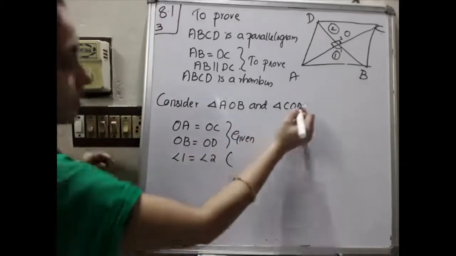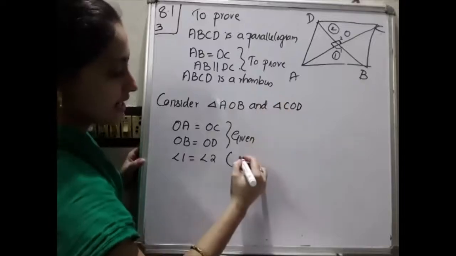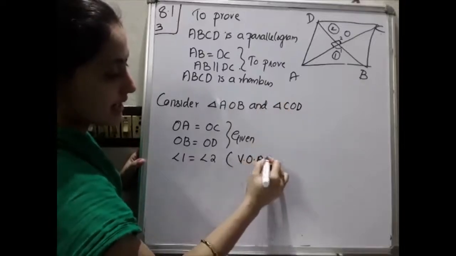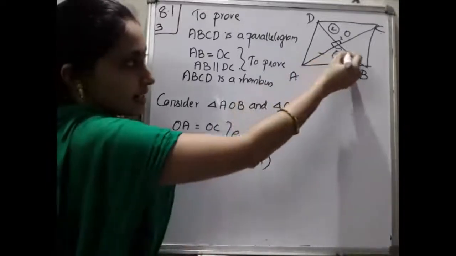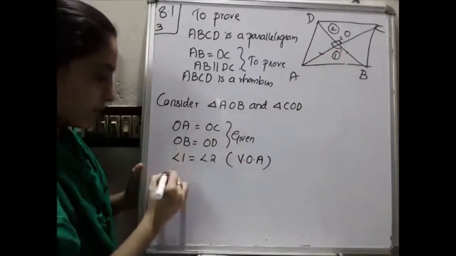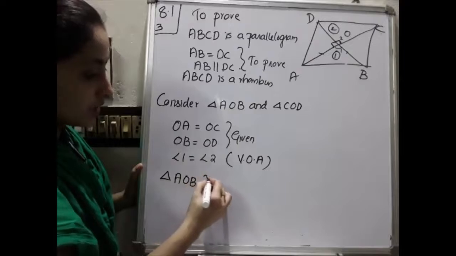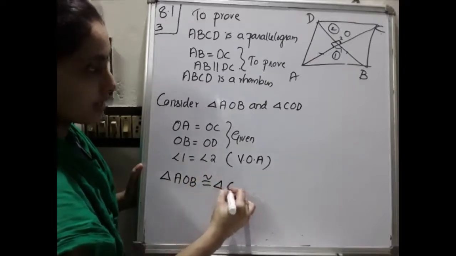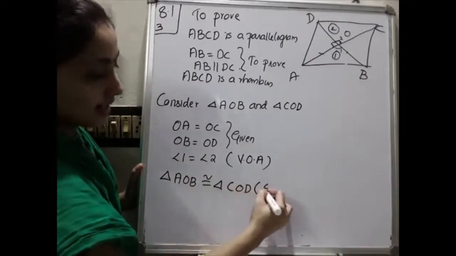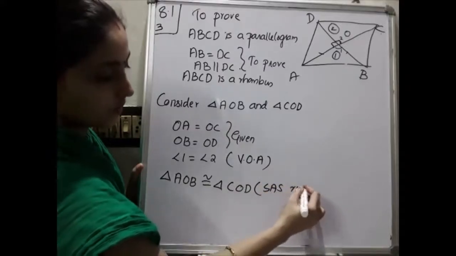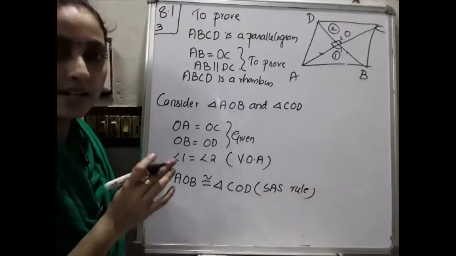Angle 1 is equal to angle 2. That means they are vertically opposite angles and they are equal. So side, angle, side. What can we say? SAS. You can write triangle AOB congruent to triangle COD. Reason: SAS rule. So by CPCT we can write the angles also.